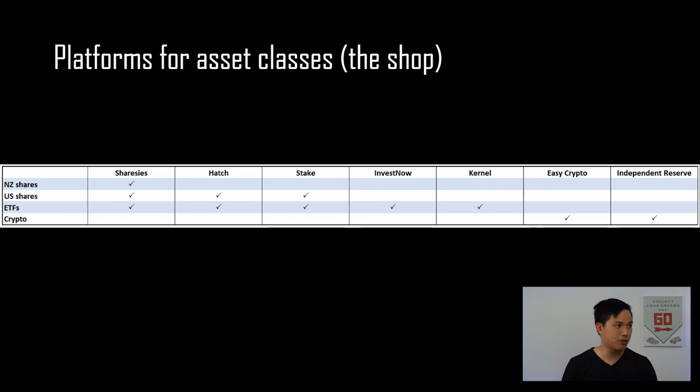And lastly, for crypto, if you want to buy Bitcoin, gain exposure to cryptocurrencies, then Easy Crypto is the best way to buy Bitcoin in less than 10 minutes. I've done a video on them here as well. And Independent Reserve is probably the better platform if you have a larger amount of money that you want to buy crypto in. So for example, if you want to buy more than $3,000, then Independent Reserve is probably the best platform for you.